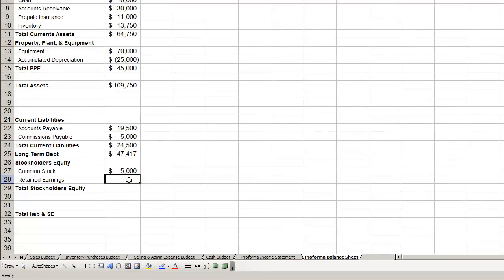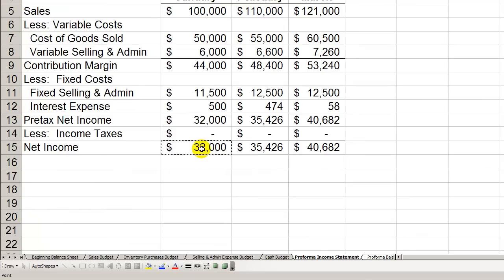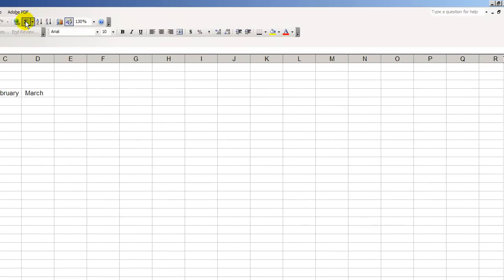And your ending retained earnings is equal to your beginning retained earnings balance plus your net income from your income statement minus any dividends. Well, we didn't pay any dividends, so it's minus 0. So your total stockholders' equity is the sum of your common stock and retained earnings.